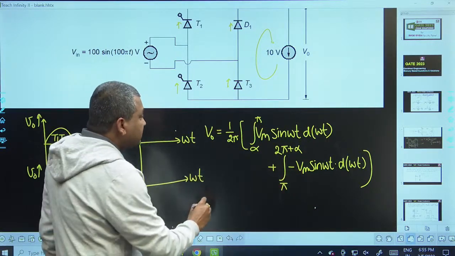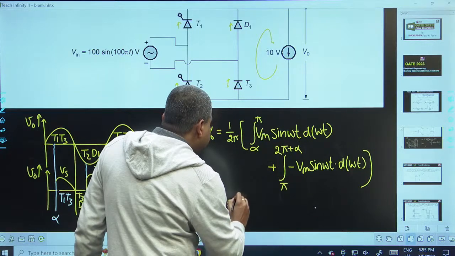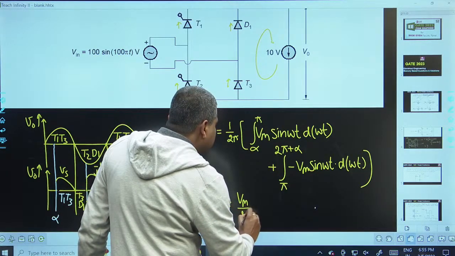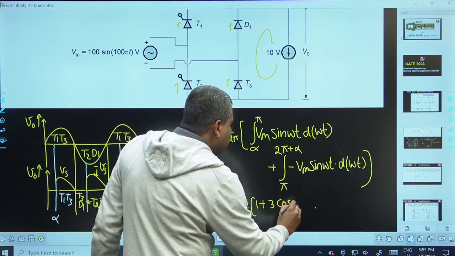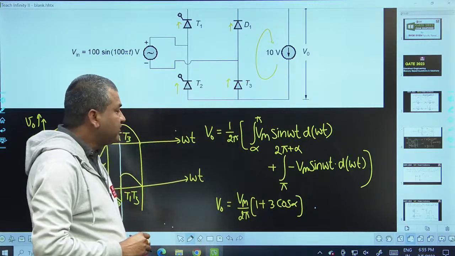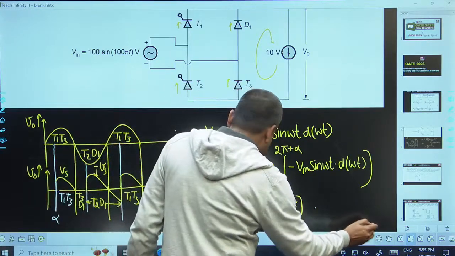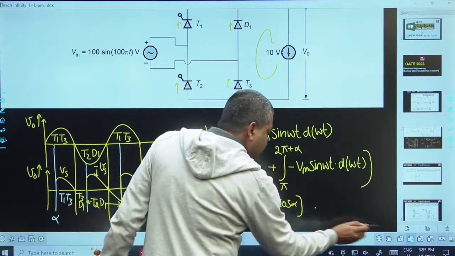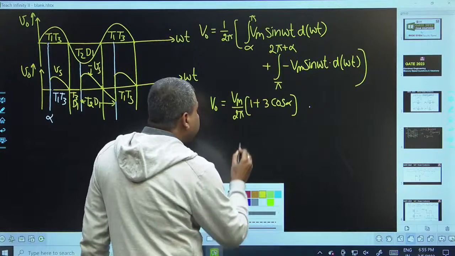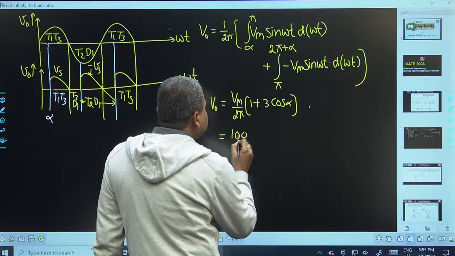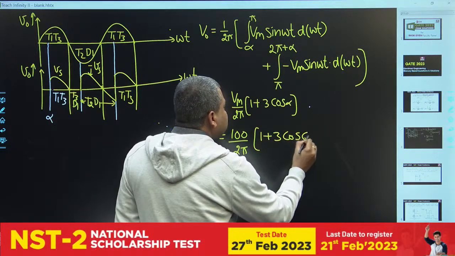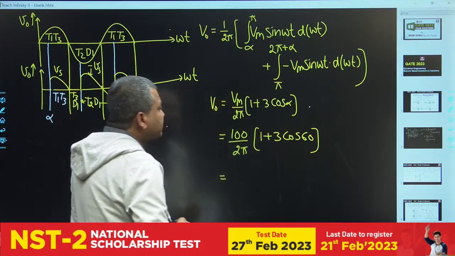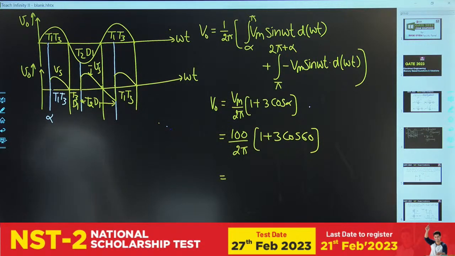After simplifying this, we get the average output voltage as Vm by 2 pi into 1 plus 3 into cos of alpha. Now the given firing angle is 60 degrees. So Vm is 100, so 100 by 2 pi into 1 plus 3 into cos of 60. After simplifying this, the answer is 39.78 volts.